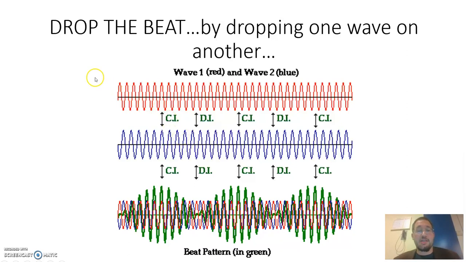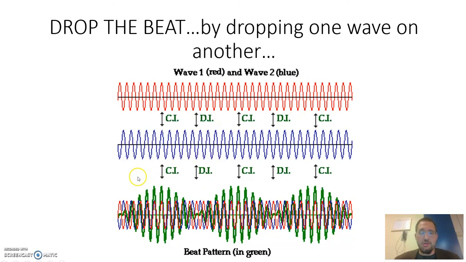Now, you can also get them a little bit more complicated, and this is where we bring in the idea of the beat. So let's say we've got two waves here. We've got wave 1 in red, wave 2 in blue. If we look at this, they're slightly offset from one another, such that, as it indicates right here, you'd get a point of constructive interference, but a little ways down the road, you would end up with a point of destructive interference, and then another point of perfectly constructive interference, and then destructive interference.